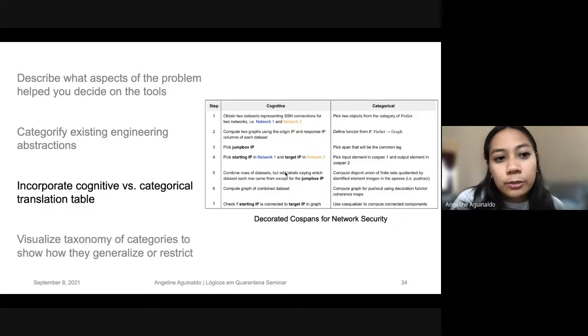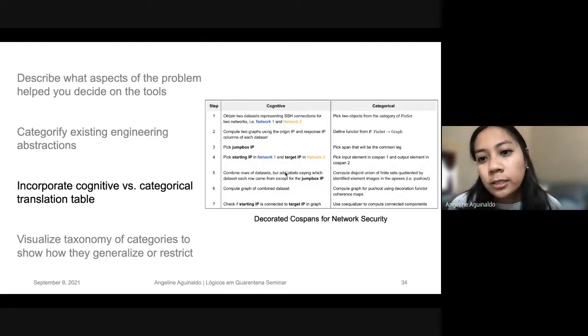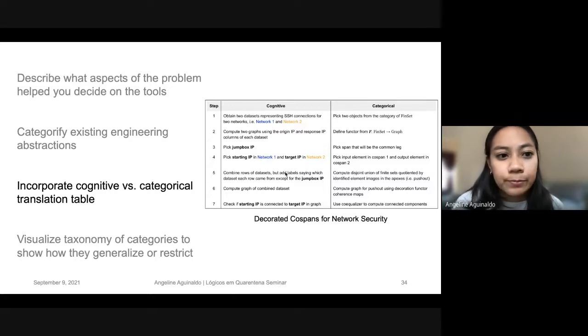Another idea is the use of cognitive versus categorical translation tables. As I was saying earlier, the benefit that I'm seeing is the ability to formalize an abstract idea that I have in my head about how transformations are occurring. So in this example, the decorated cospans for network security example, there's an alignment between some cognitive process that I'm thinking about and the categorical concepts that are being used to translate that cognitive process.